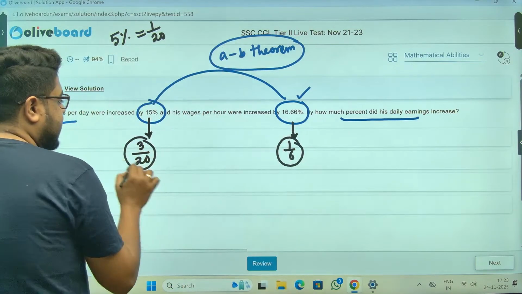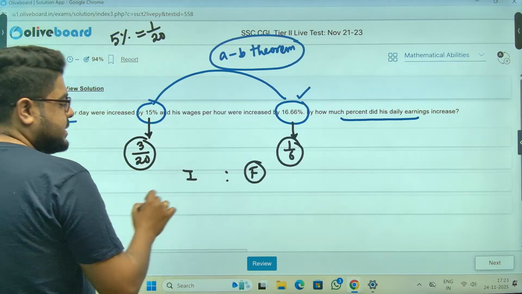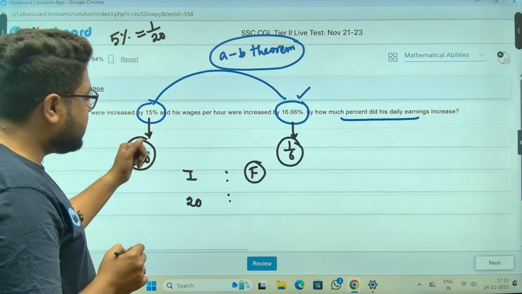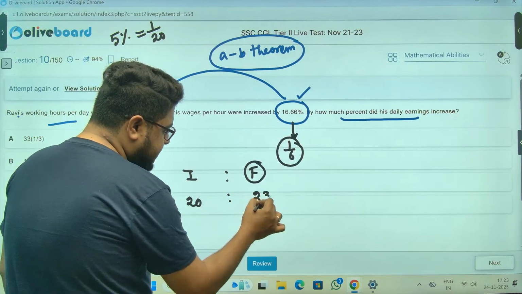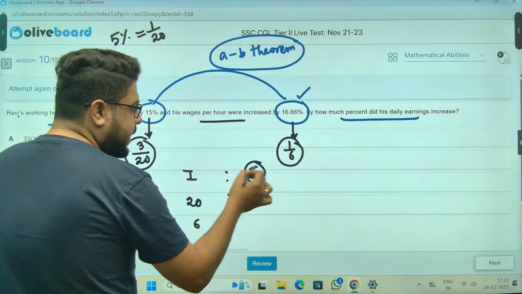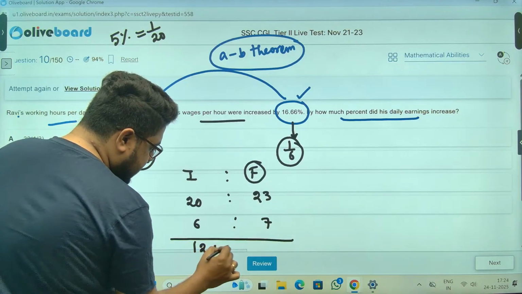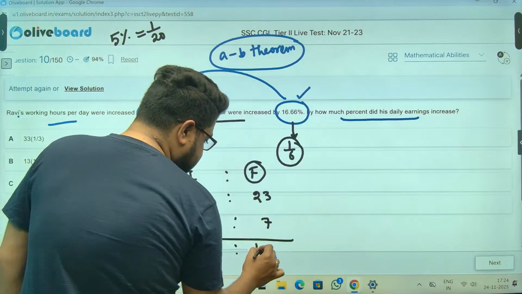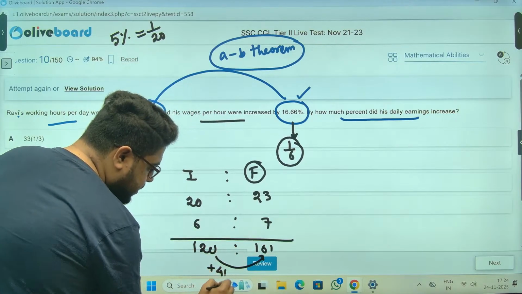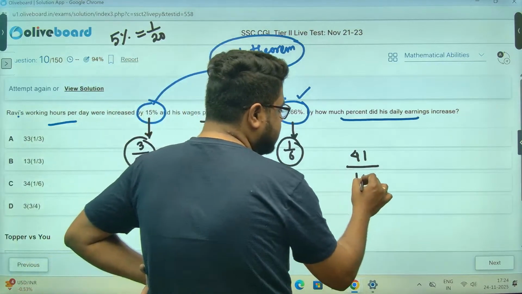So please understand, initial and final. Initially, let's say he was working 20 hours a day. Now he will work 3 hours more, meaning 23 hours a day. Initially, he was getting 6 rupees an hour. Now he will get 1 rupee more, that means 7. So initial income was 120. Now it is how much, sir? 140, 161, sir. So an increment of 41 rupees. So he is getting an increment of 41 rupees out of 120 rupees.